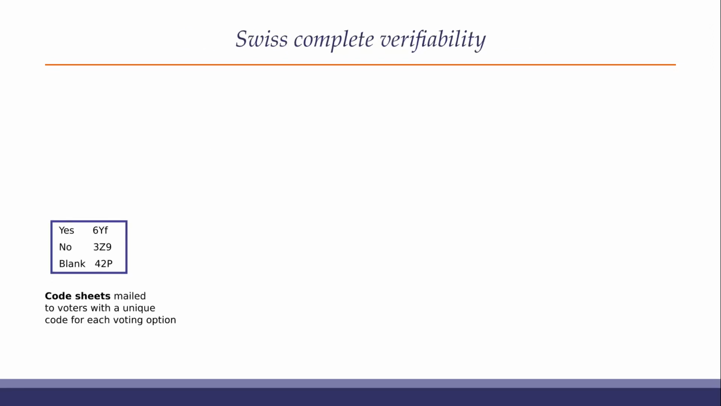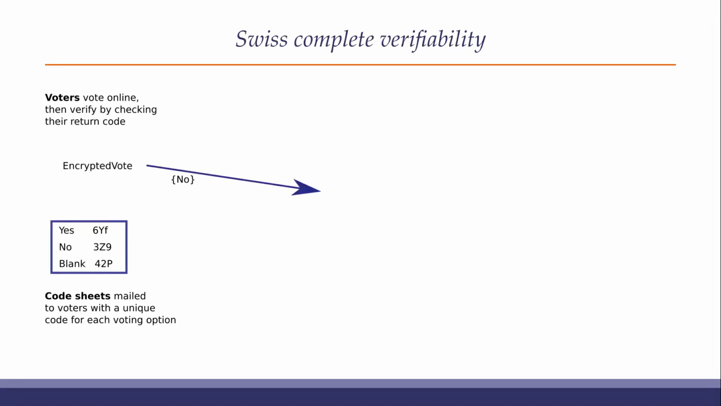In order to understand the story, you have to understand what they were trying to achieve. The system claimed to provide complete verifiability, and that works like this. First of all, every voter gets a code sheet with a unique code for that voter for each possible choice, for each question they're going to be asked in the election. This is mailed on a piece of paper.